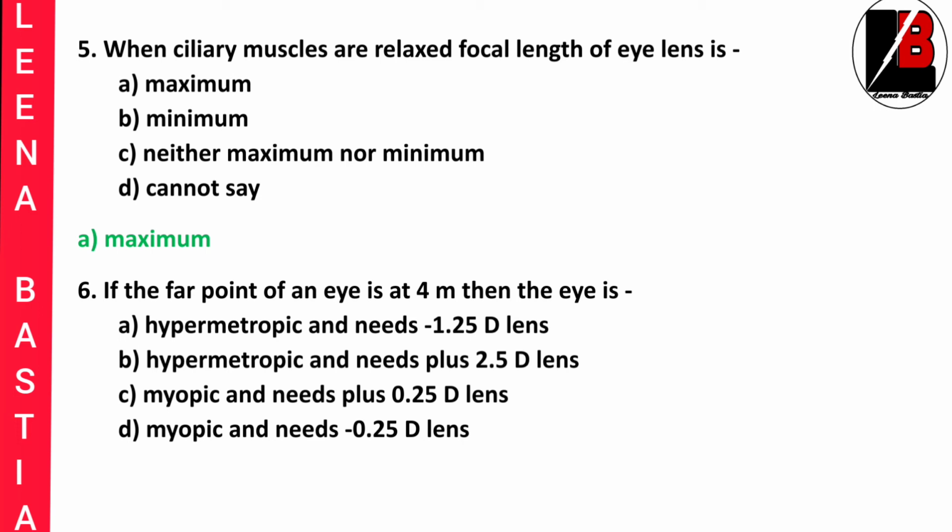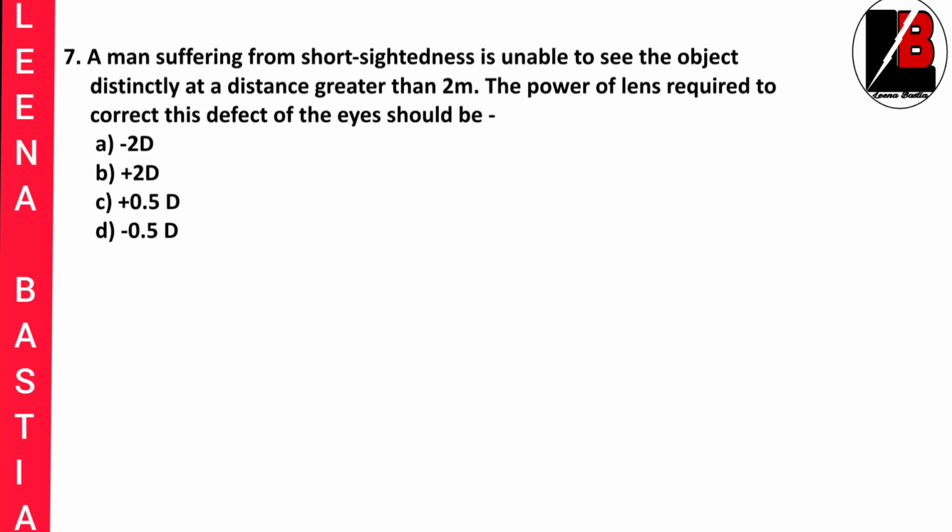And just calculate the diopter. I mean the power you have to calculate. So what will be your answer? Calculate it. Pause the video if you need time, and then find out your answer. The answer will be, it will be myopic eye and needs minus 0.25 diopter lens. I hope that you all have got the answer. Let us move on to the next question.